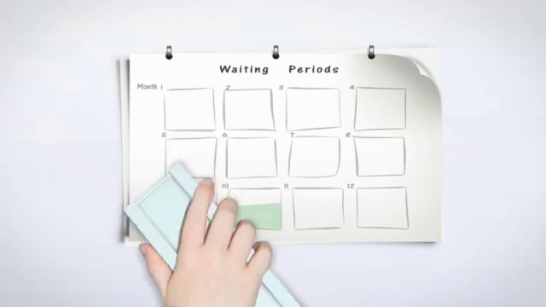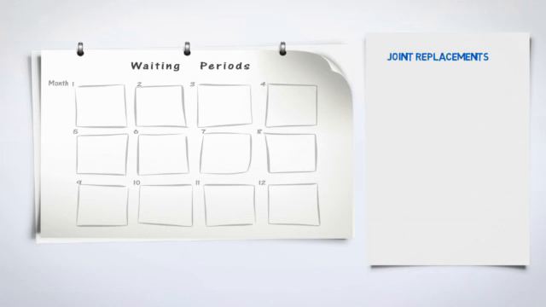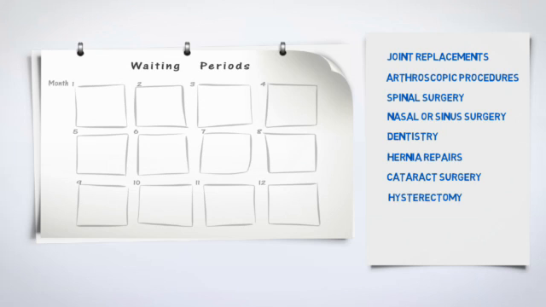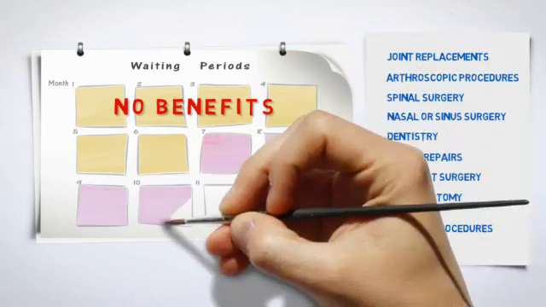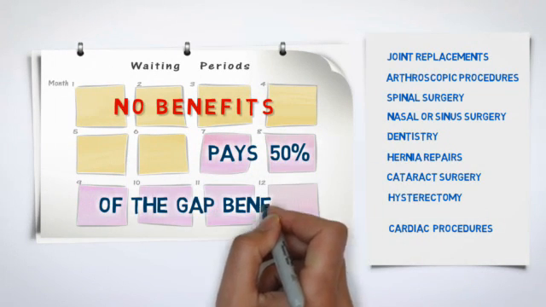The following 9 specific conditions: joint replacements, arthroscopic procedures, spinal surgery, nasal and sinus surgery, dentistry, hernia repairs, cataract surgery, hysterectomy, and cardiac procedures receive no benefit for the first 6 months of your gap cover. In the second 6 months, the policy pays 50% of the normal benefit.